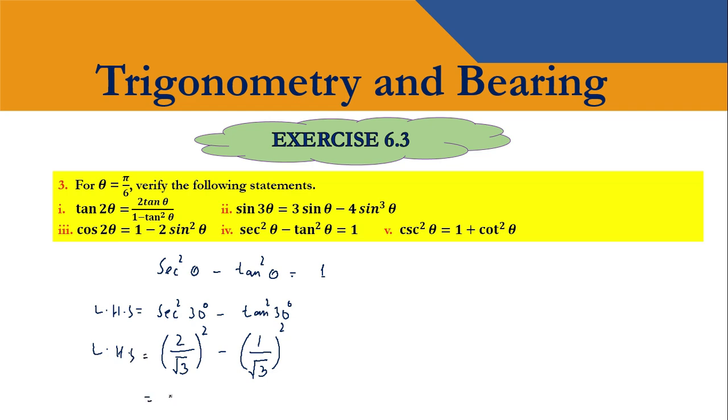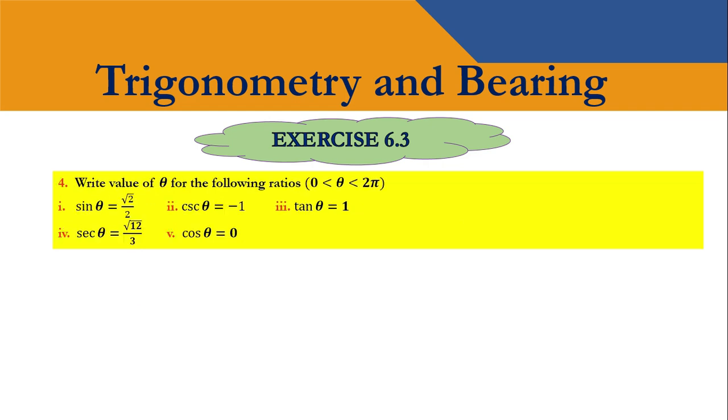Now we will solve it. 4 divided by 3 minus 1 divided by 3. Taking the LCM, 4 minus 1 is 3 by 3, and both cancel each other, which is equal to 1. So our left hand side is equal to 1 and the right hand side is already 1. So our statement number 4 is verified here. The rest of the 3 statements, second, third and fifth, you will have to solve yourself.